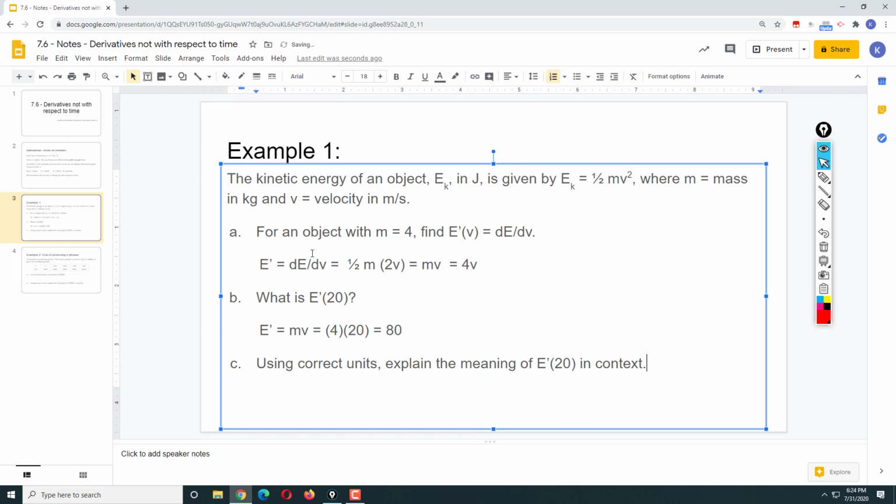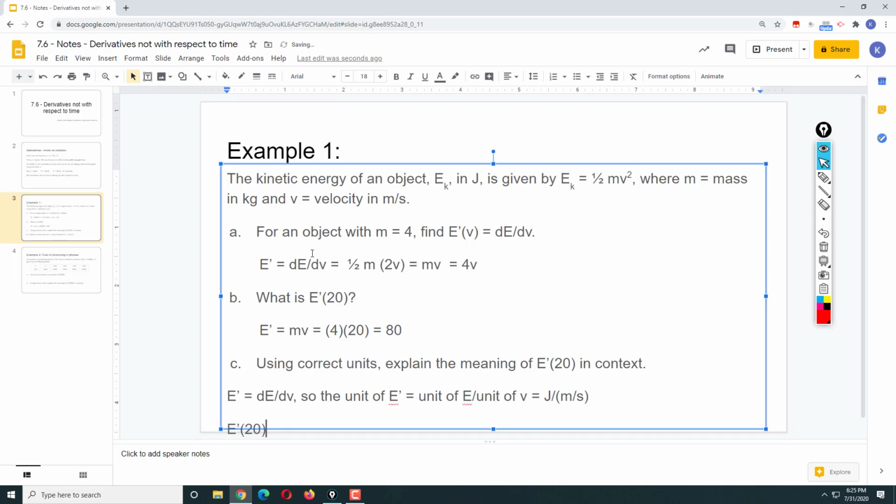Part C. Using correct units, explain the meaning of E prime of 20 in context. So we know that E prime is dE over dv. So the unit of E prime is going to be the unit of E divided by the unit of v. The unit of E is joules, J. The unit of v is meters per second. So the unit is going to be joules per meter per second.